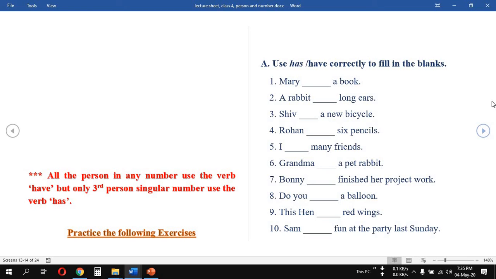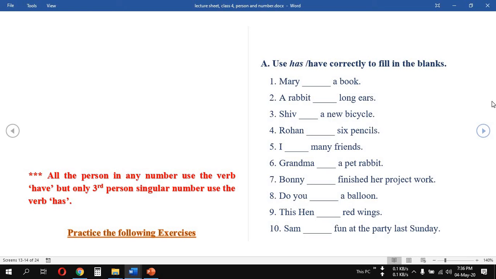We will not do all the exercises right now in this video. You will have to do this or complete doing these exercises at home. Okay, don't worry, this lecture sheet with this exercise will be uploaded in the website and you can collect this from the website. Okay, number 8, use has or have correctly to fill in the blanks.